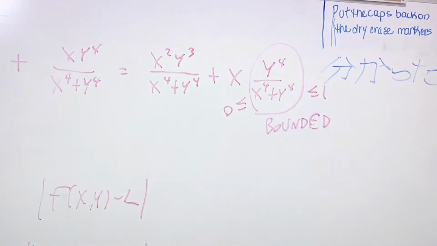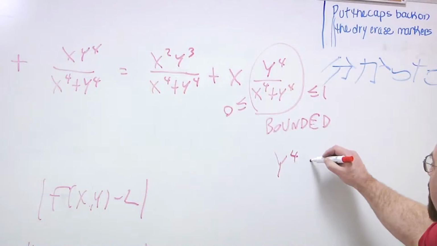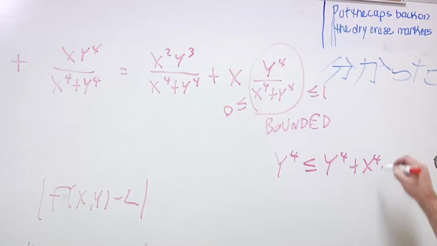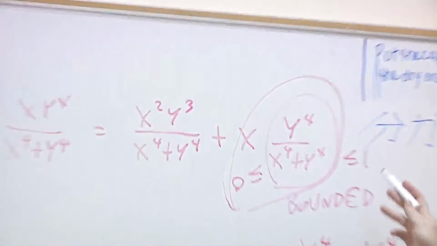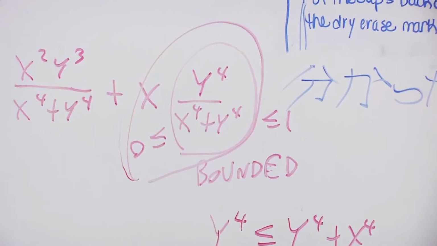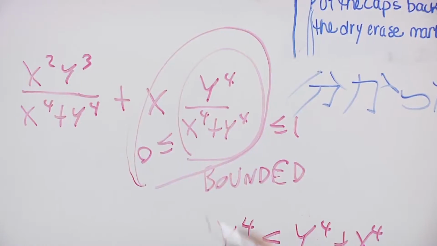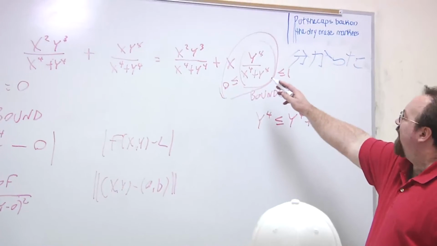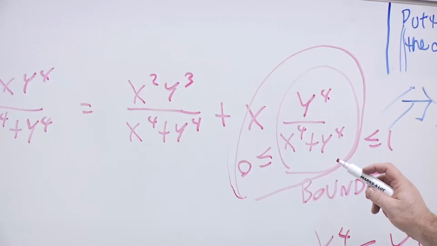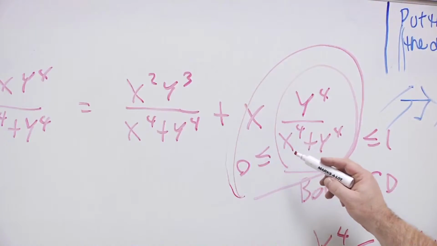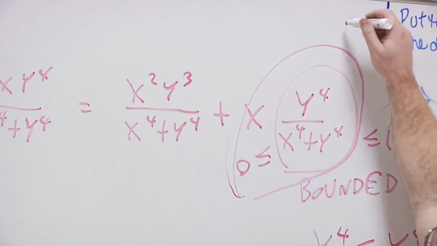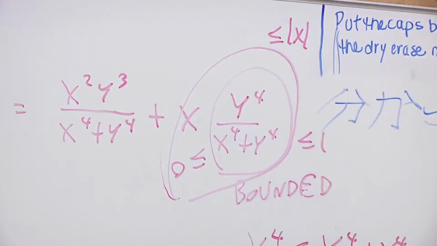How does it prove that it's less than or equal to 1 though? Since y to the fourth is going to be... The denominator is bigger than the numerator. Exactly, yeah. It has to be. So this whole term has to go to 0 as x and y go to 0, because you have this x sitting here. Right now we don't care so much about that, but the fact is that this whole term is less than or equal to the absolute value of x. Now what about the other term?